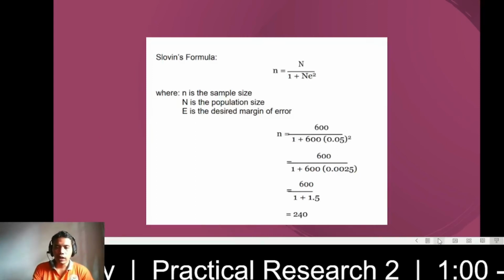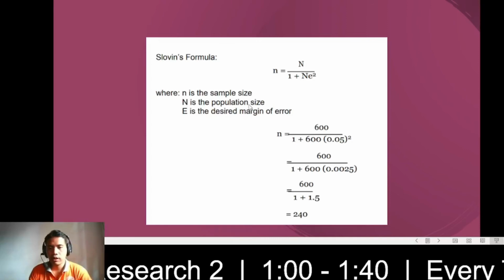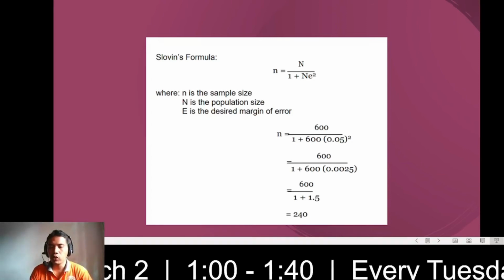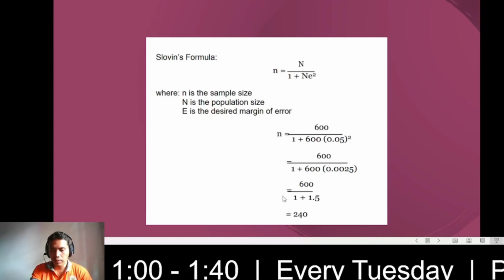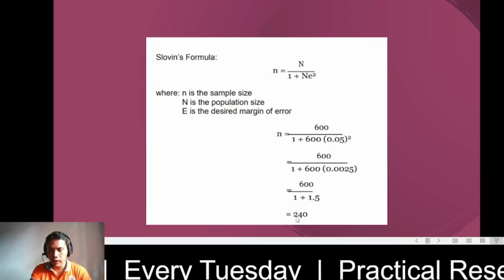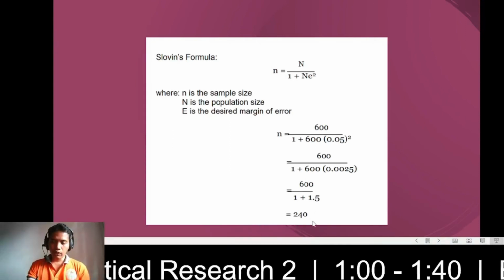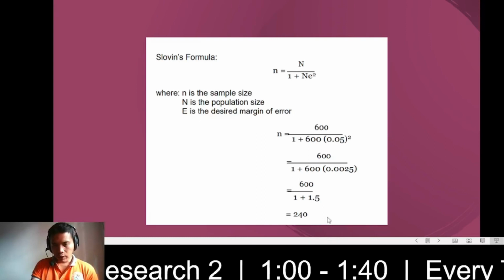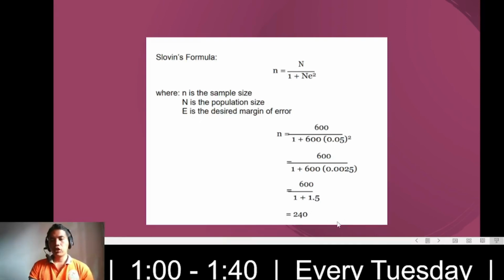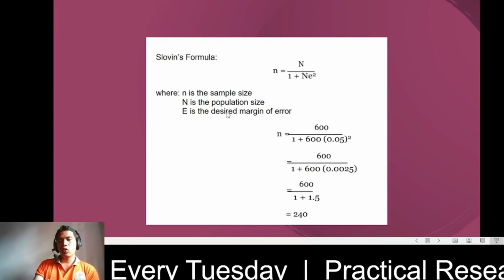So, Slovin's formula. We have here where n is the sample size. Yung n, yung sample size, ito yung magiging answer natin. Ito yung panghuli. Nasa huli, 240. Ito na yung magiging sagot. Ibig sabihin, ito yung i-interviewin mo. Or let's just say, ito yung isa-survey mo. 240 persons. Let's just say there are 600 people. Ito yung population size. 600 people in the whole city.